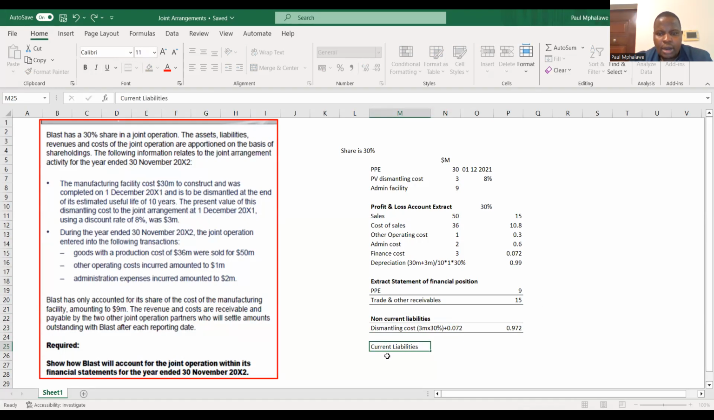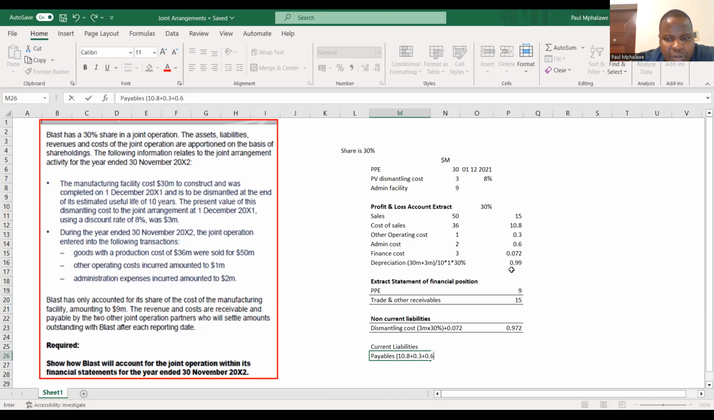Okay. Under current liabilities, remember all payables haven't been paid. Payables, all expenses in the P&L that haven't been paid. That is to say, cost of sales, which is 10.8, plus other operating cost 0.3 million, plus admin cost 0.6, and finance cost.